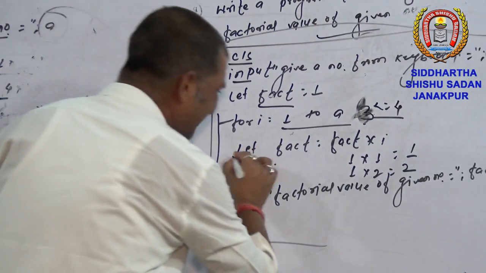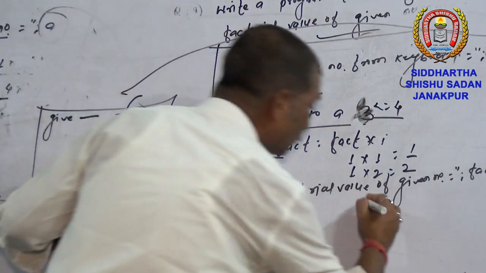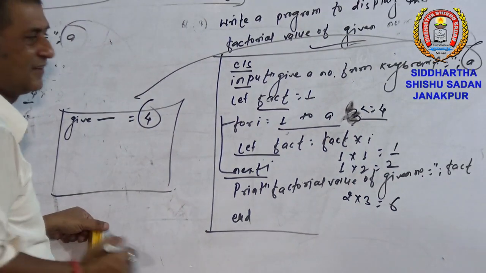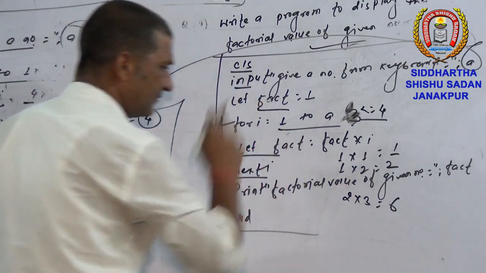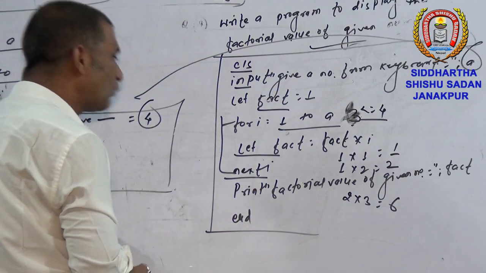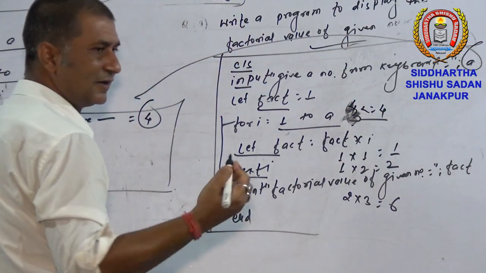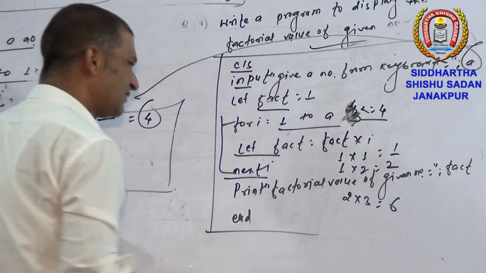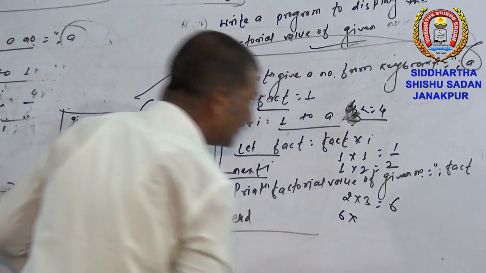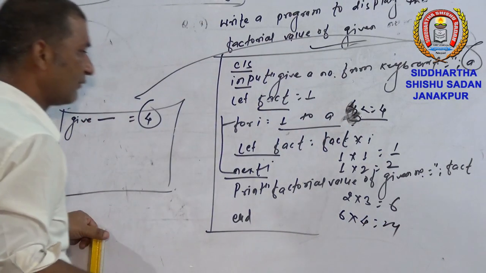Here also the same statement will be executed. Fact equal to fact into I. The fact value is 2, the I value is 3. That is 6. 6 becomes the value of fact. Then next I, I equal to I plus 1, 3 plus 1 equal to 4. 4 equal to 4, yes. Again the same statement is executed. Fact equal to fact into I. The fact value is 6, but the value of I becomes 4. That is 6 into 4 equal to 24.